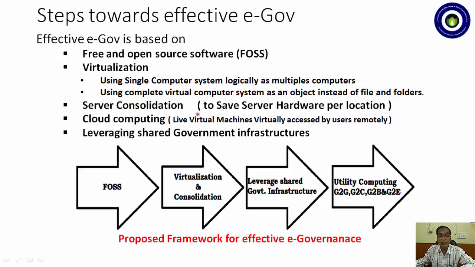Next is server consolidation, to save server hardware per location by running distinct isolated client and server on a single physical system simultaneously. Another is cloud computing, that is, live virtual machines virtually accessed by users remotely, leveraging shared government infrastructure. Using all this to produce utility computing between government to government, government to citizens, government to business, and government to employees.